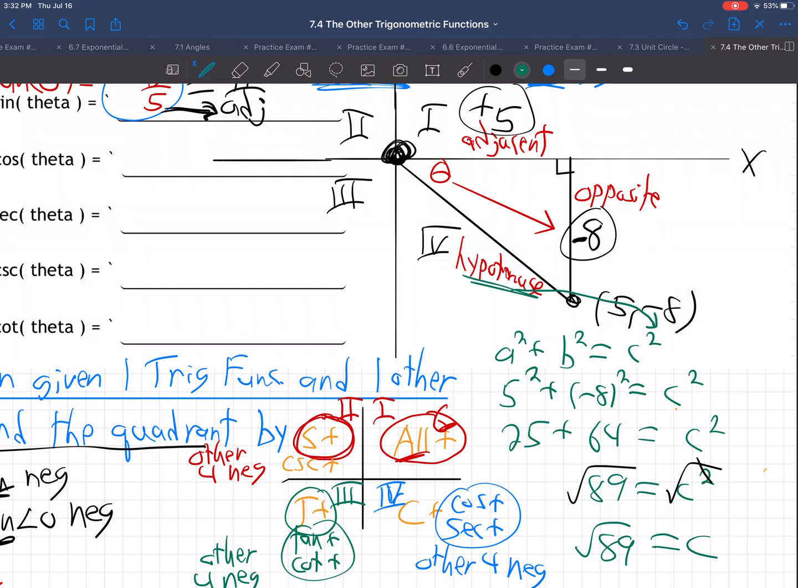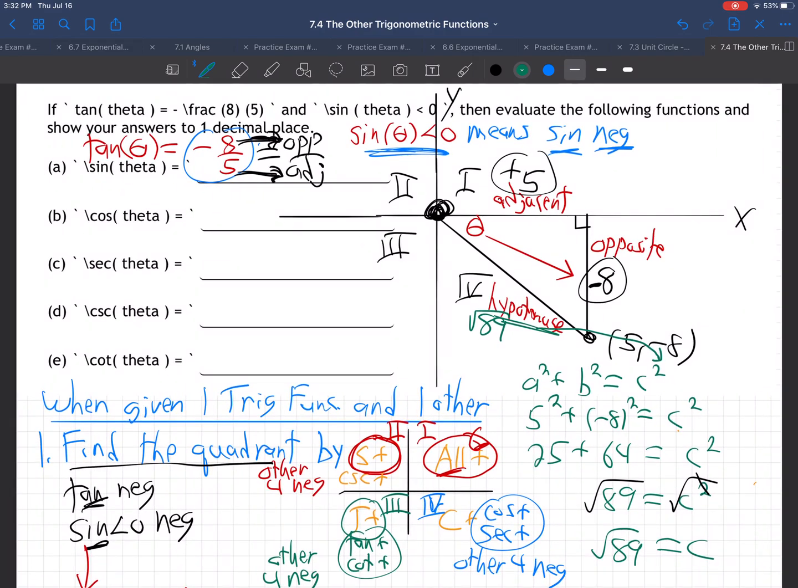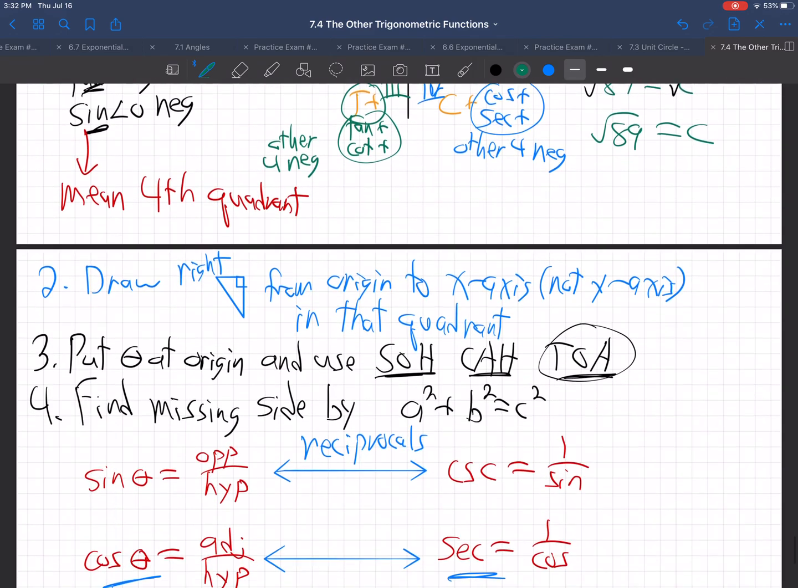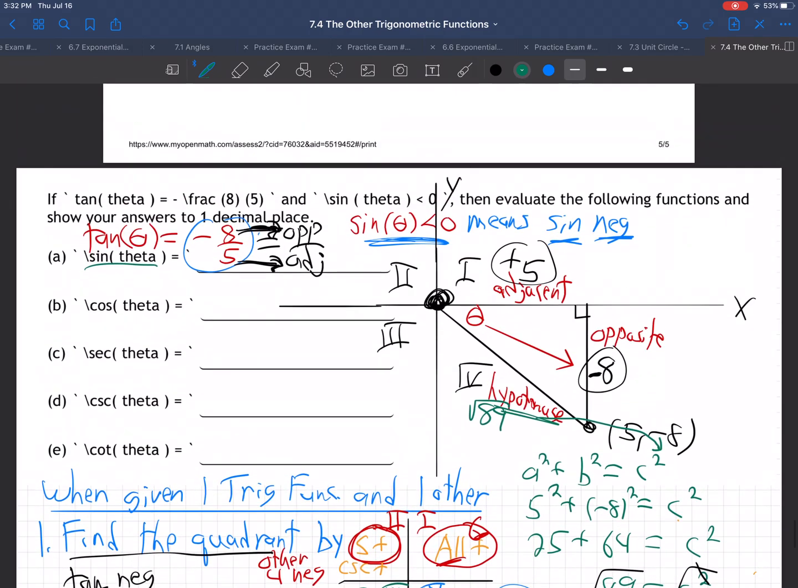So okay, we've got c. Let me bring that back over here. Root of 89. So we've got all three sides now. So now we've got the whole triangle, all three sides, and we're in position to answer all the questions. So here we go. How do we do the sine of theta? Well, we know the definition of sine, opposite over hypotenuse. So sine, opposite over hypotenuse, negative 8 over root 89.